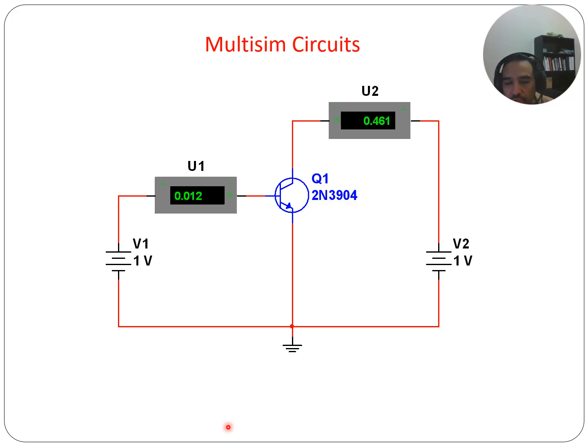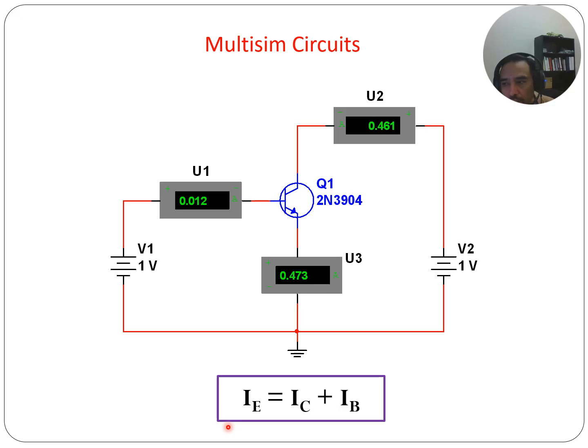There's going to be something called the saturation current, meaning the current can't go any higher than this as I'm increasing the voltage on the base. And then here we see the current going through the emitter. So here we go. That's the emitter, 0.473 amps or 473 milliamps, 0.461 amps or 461 milliamps, and then 0.012 amps or 12 milliamps on the base. 12 milliamps, and then 0.461 and 0.473.